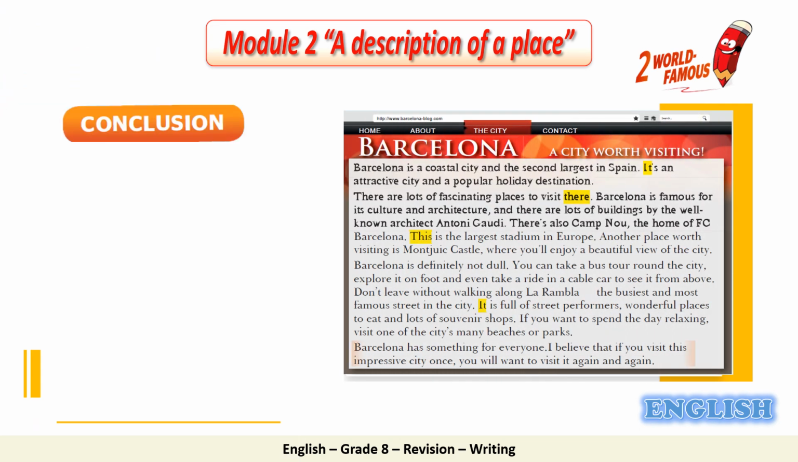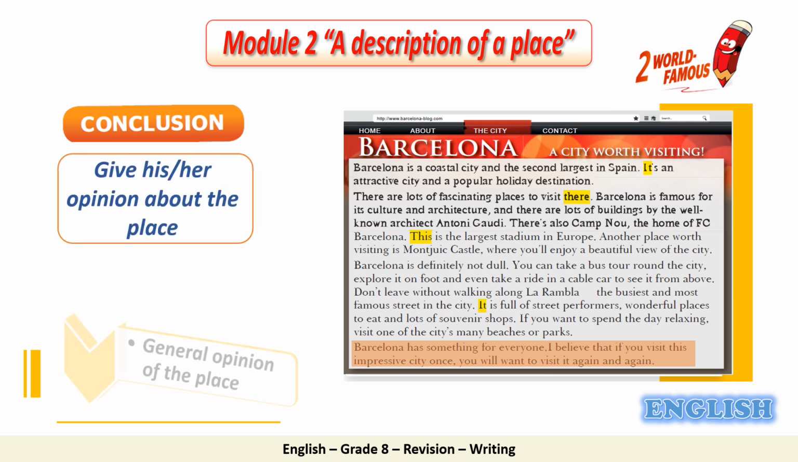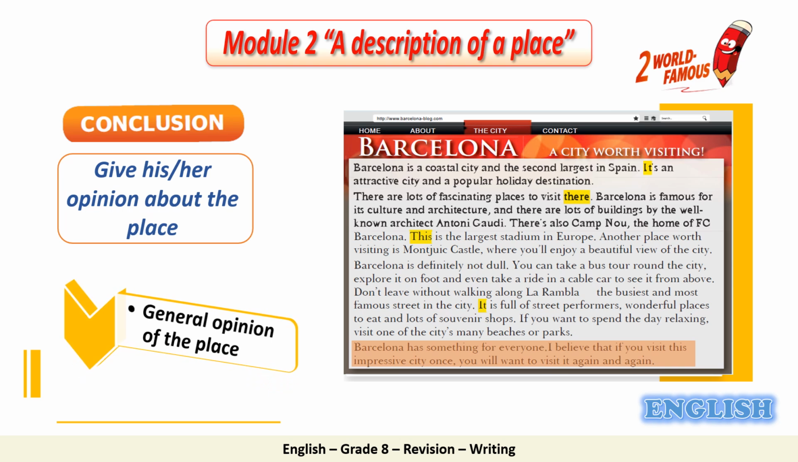Now, what kind of information should be included in the closing paragraph? That's right. In the conclusion, you have to give your own opinion about the place. The writer describes Barcelona as a city that has something for everyone. He believes that if you visit this impressive city once, you will want to visit it again and again. This is his opinion.